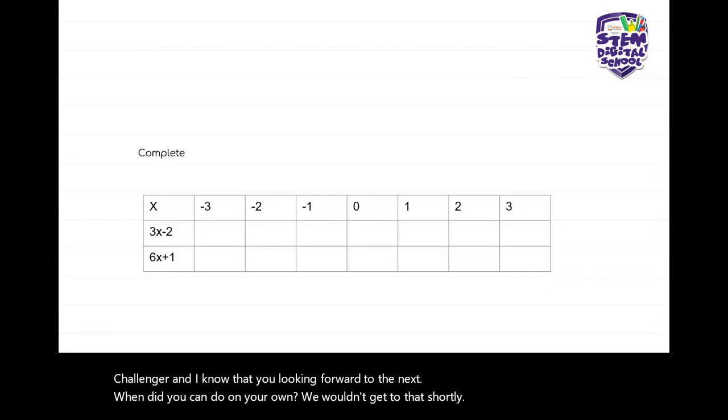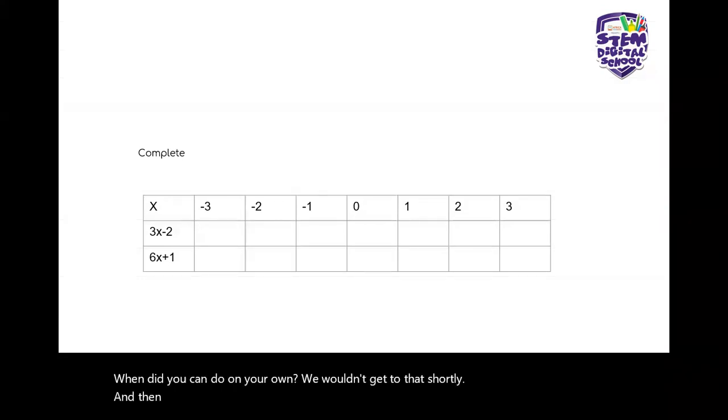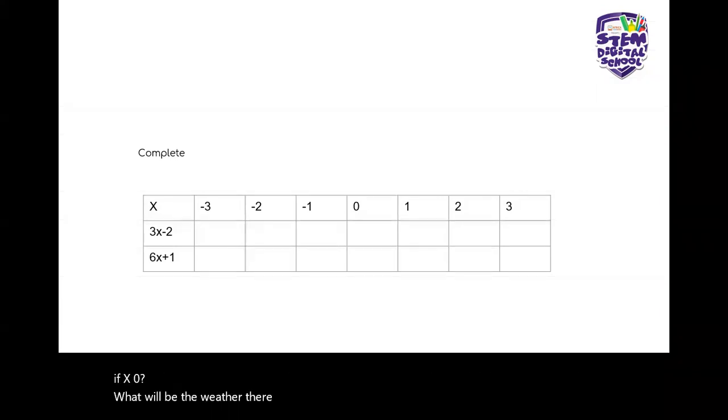And then, of course, the last one, the 6x plus 1. What is the value of 6x plus 1 if x is 0? What will be the value there? If x is 0, what is the value of the expression? Obviously, you'll multiply 6 by 0 to get 0 and then plus 1, so your answer is 1. And then if x is 1, then you'll have 6 times 1, which is 6, and 6 plus 1 is 7.